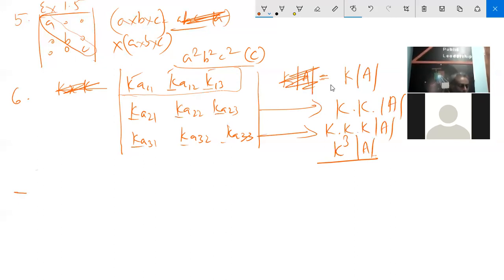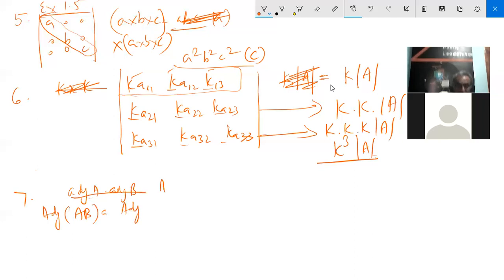Okay, let us do 7 sum. Adjoint of AB is equal to adjoint of A into adjoint of B. This one is very important. We saw that adjoint of AB is equal to adjoint of B into adjoint of A. Remember, I told you, don't do adjoint of A into adjoint of B. That one is asking that question. So C is the answer. 7 sum also done. Let us try 8 sum.